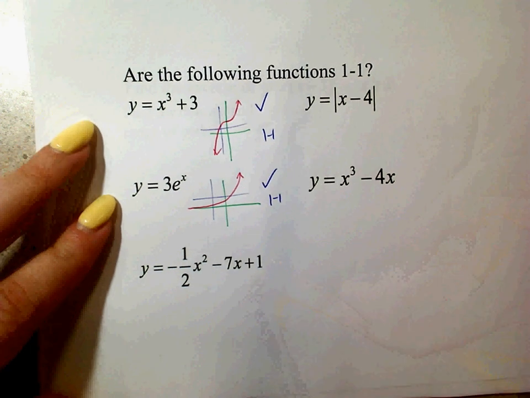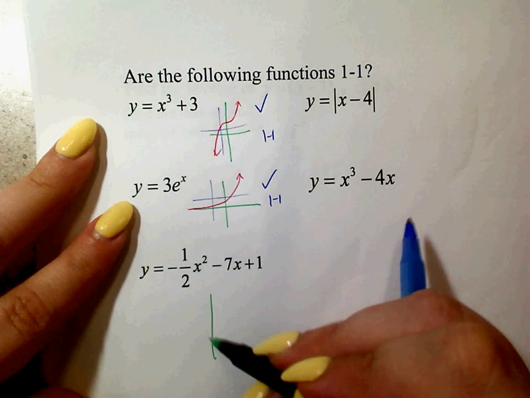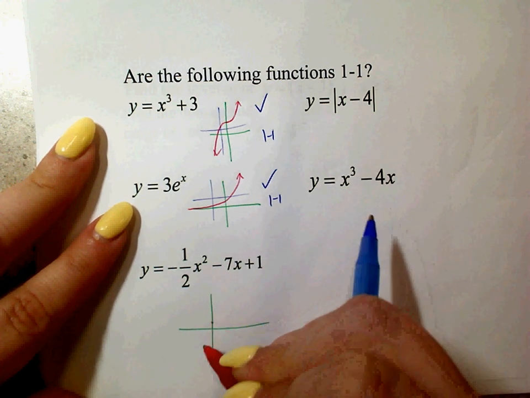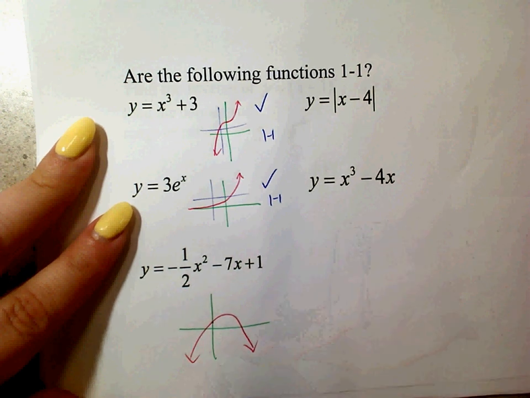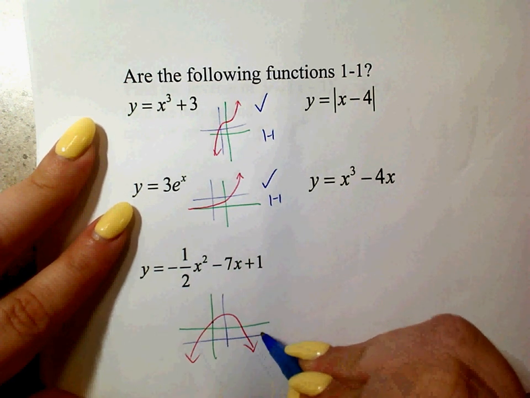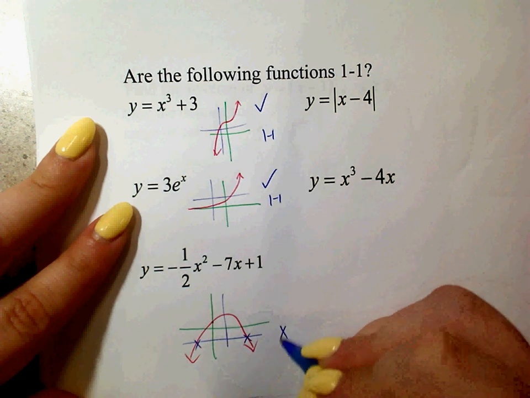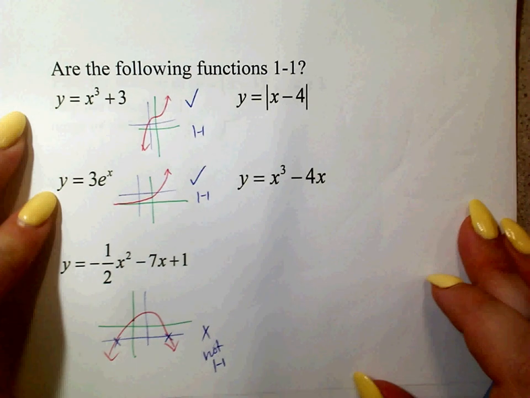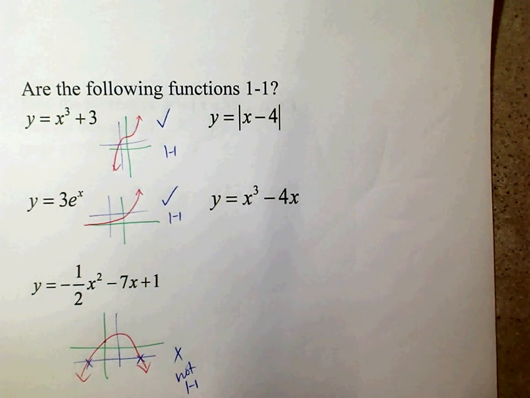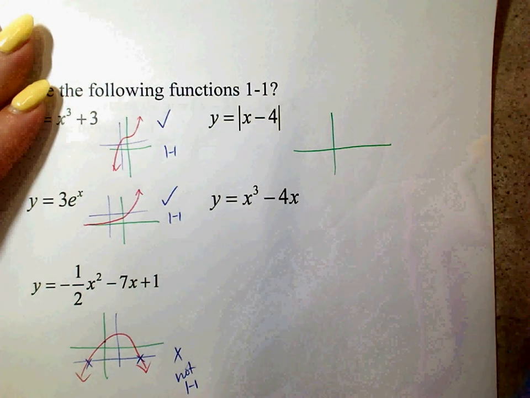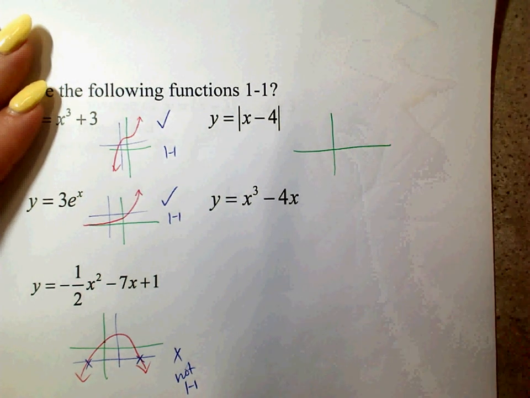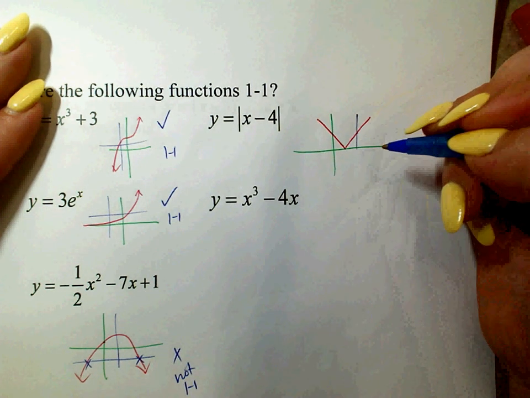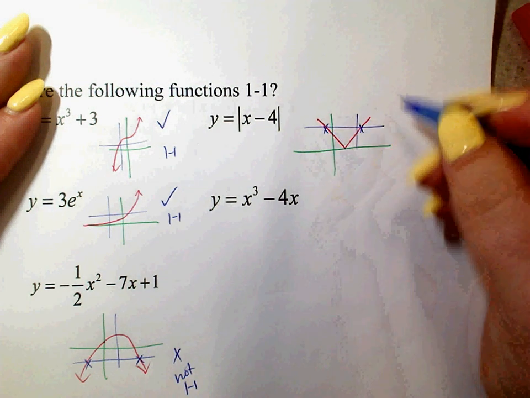This is a quadratic opening down. I don't really know where it is. All I know is that it's got a y-intercept of 1 and it opens down, so something like that. It passes the vertical line test, but it does not pass the horizontal line test, so it is not 1 to 1, which means its inverse would not be a function. It would be a combination of two functions. The absolute value of x minus 4 is an absolute value function shifted to the right 4. It does pass the vertical line test, but it does not pass the horizontal line test, so that is not 1 to 1.